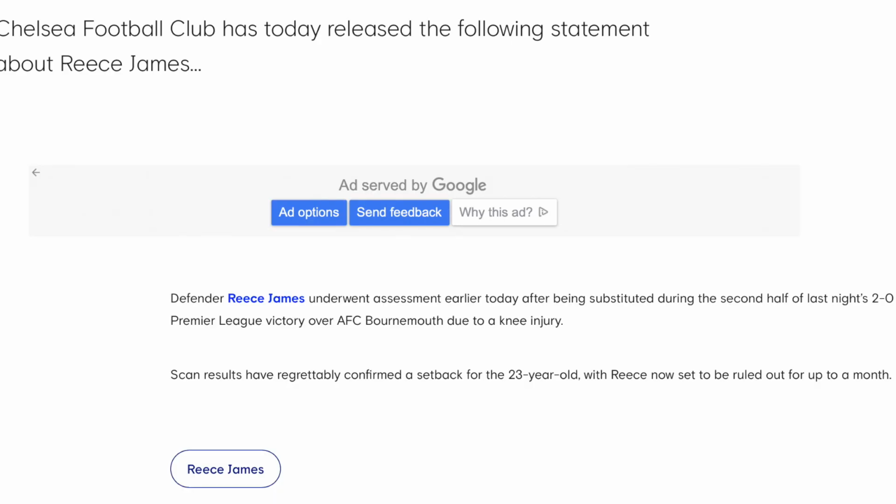It reads, "Defender Reece James underwent assessment earlier today after being substituted during the second half of last night's Premier League victory. Scan results have regrettably confirmed a setback for the 23-year-old, with Reece now set to be ruled out for up to a month." And the key word out of that statement there is injury setback, because that pretty much confirms that this is a re-injury of his initial injury.